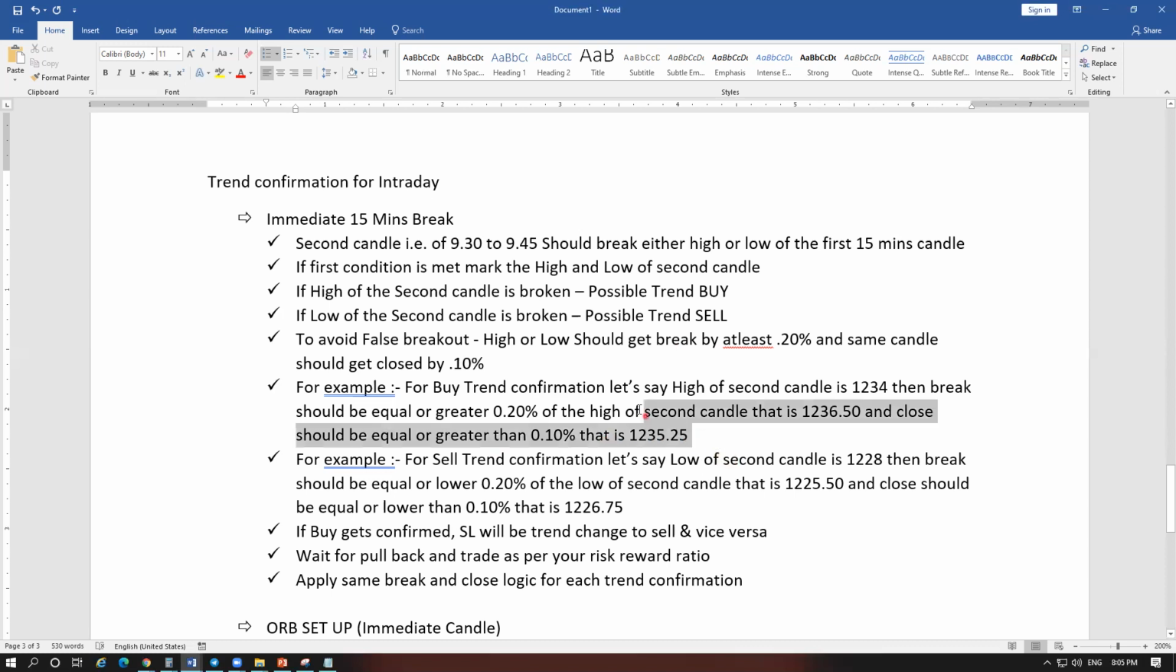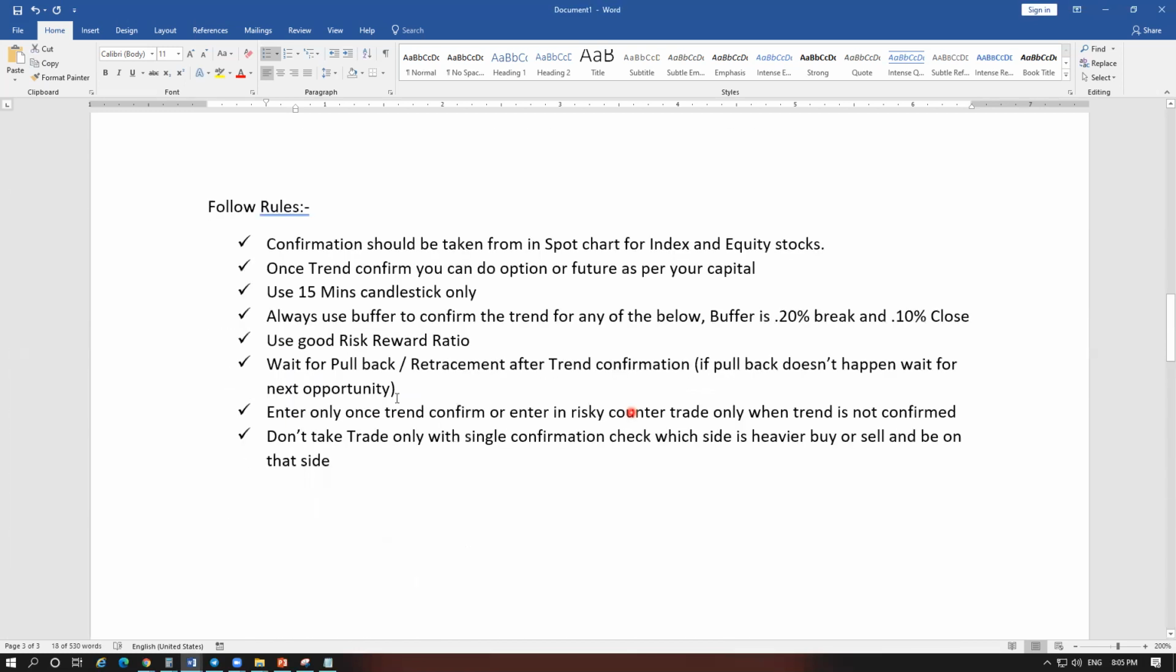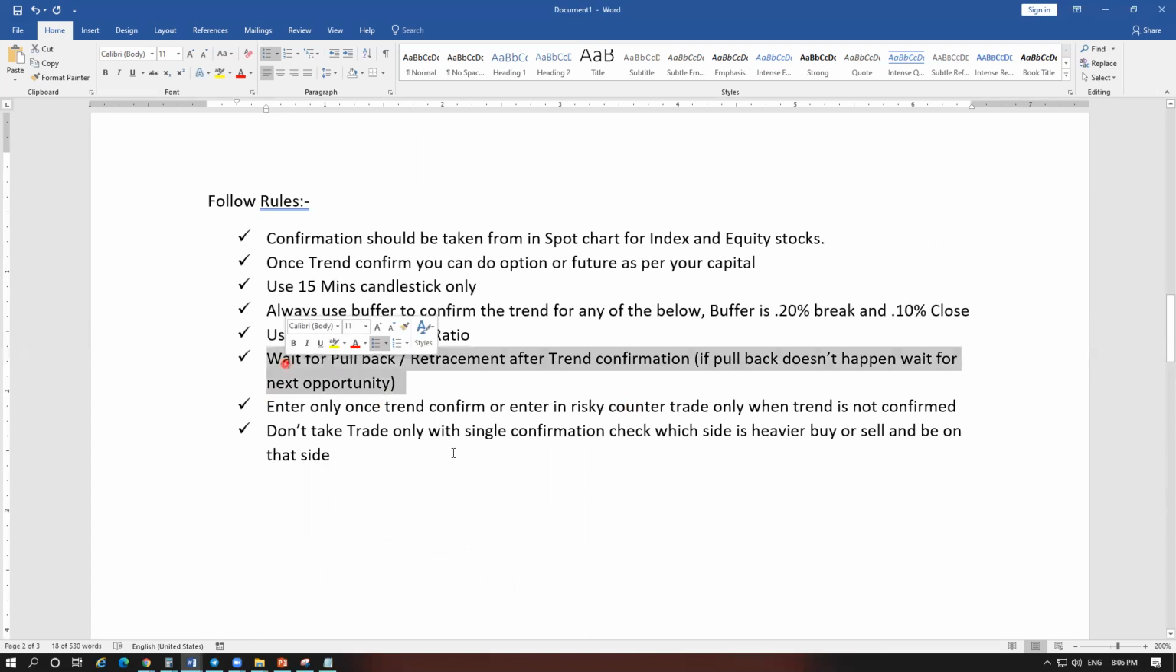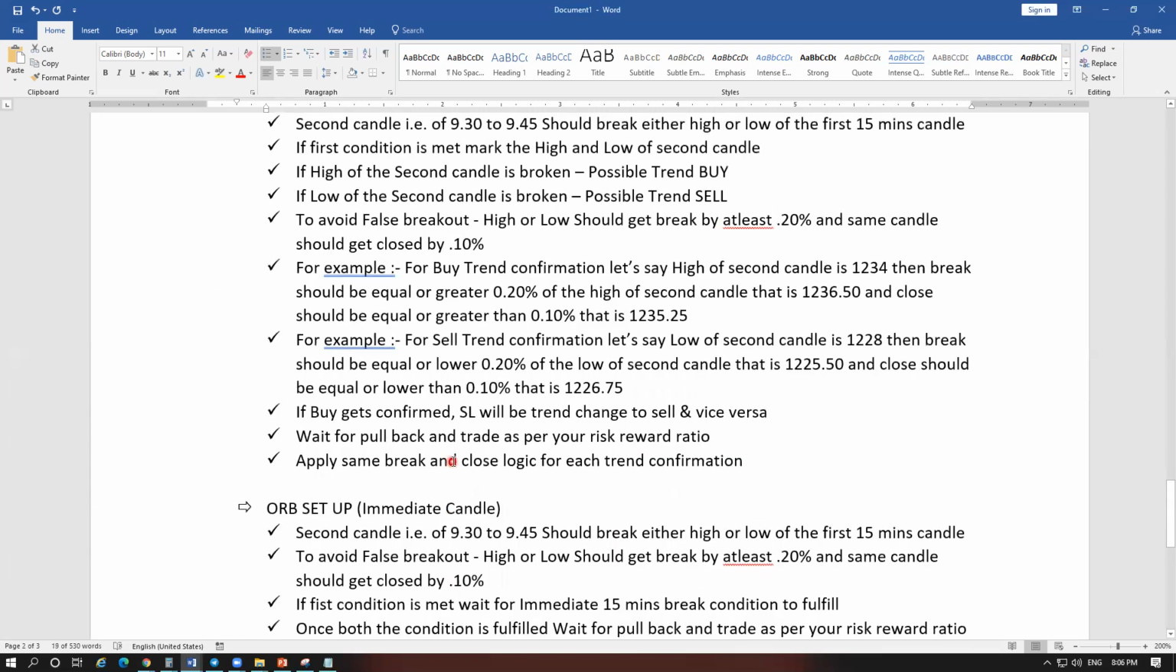If this setup is made, then you definitely have to be on the buy side. But remember this condition, this rule: wait for a pullback. Don't rush into taking the trade. The market will give you an opportunity to get into that trade.